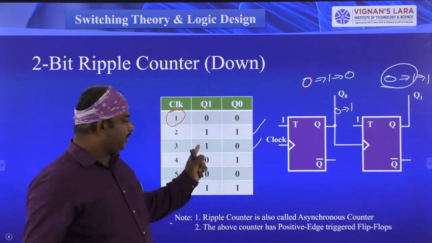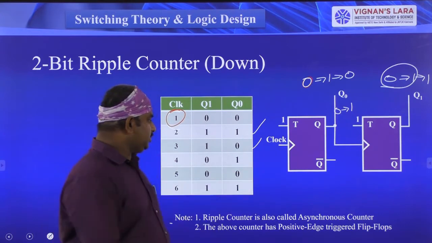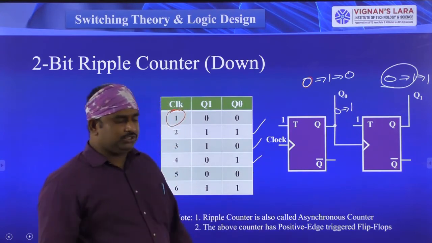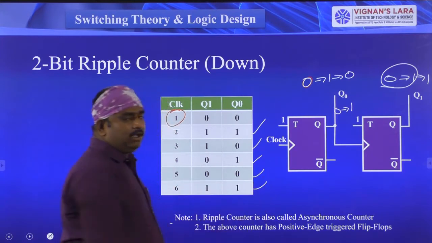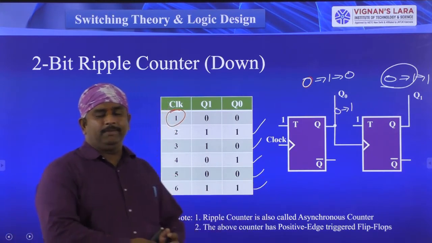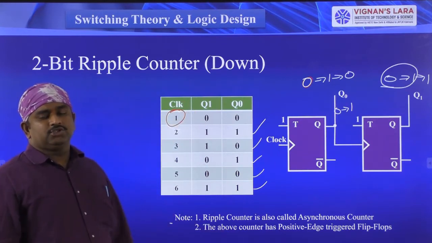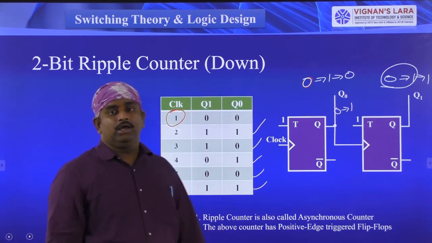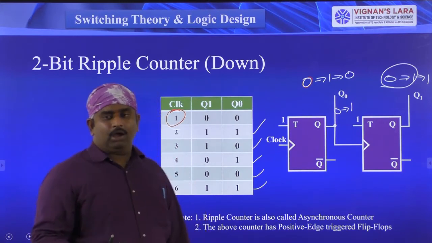For the next combination, 1 0, I have represented it here. In the same way, you have to check the remaining conditions. The next combination is 0 1, and the next combination is 0 0. Then you will get 1 1 again. So here the counting is going in the downward direction only. So this type of counter is called a 2-bit asynchronous down counter or 2-bit ripple counter.